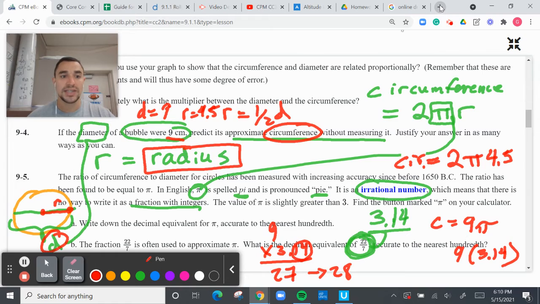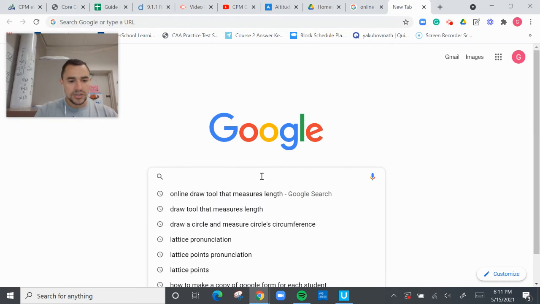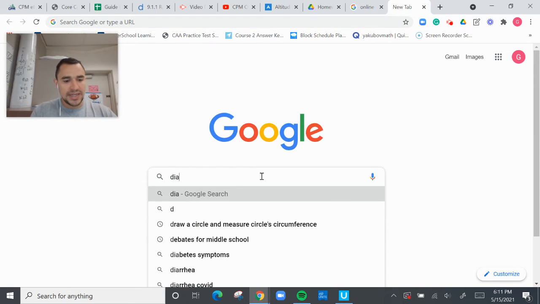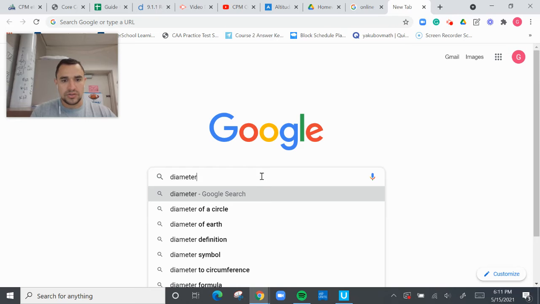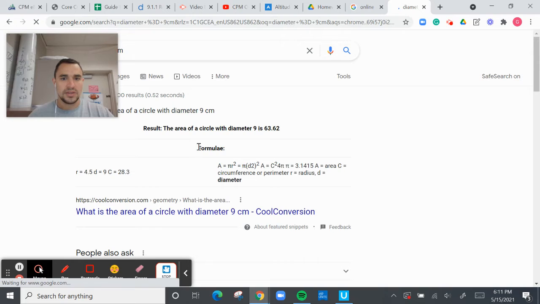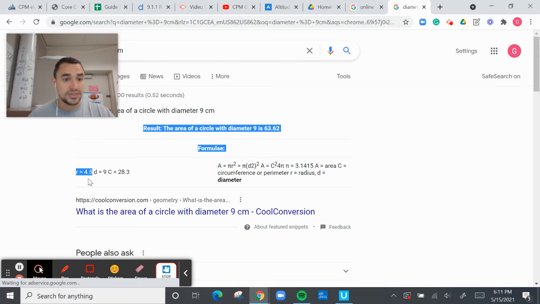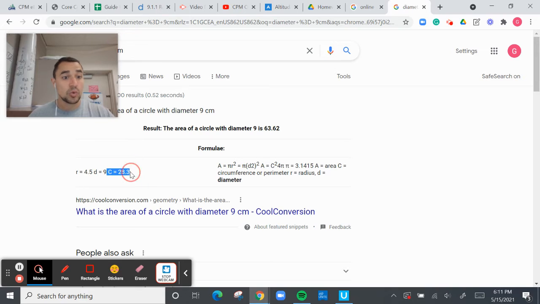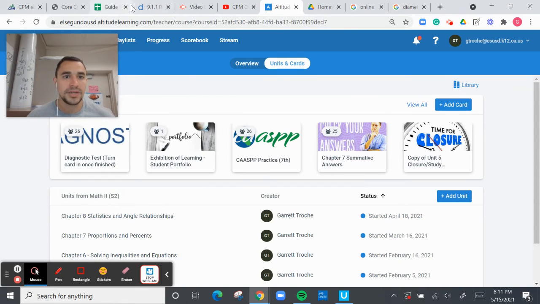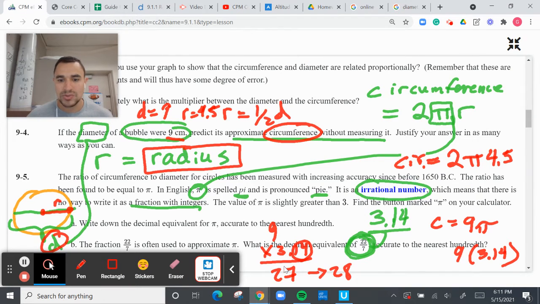So let's actually look at this. Let's say the diameter of a circle equals 9 centimeters. That means the radius here is 4.5, as we said, and the circumference is 28.3. Going back to what we said, we said 27, because it's 9 times 3, but the 0.14 is just a little bit over, so we said 28.